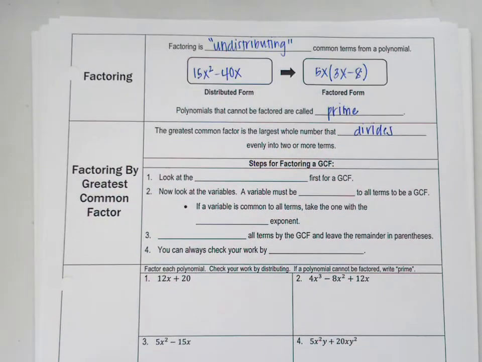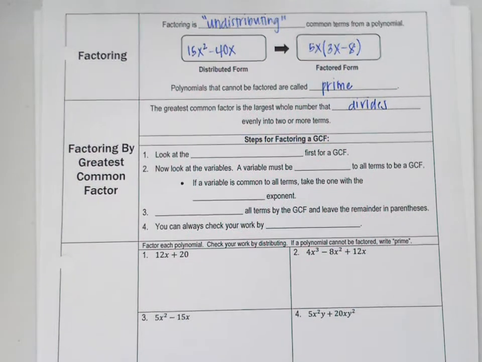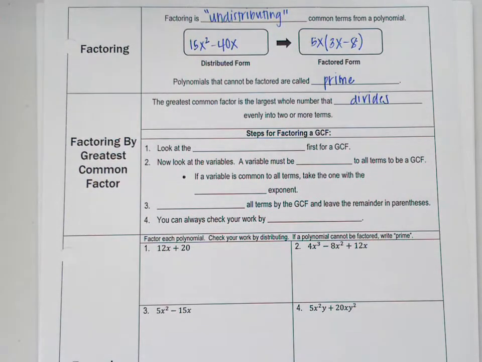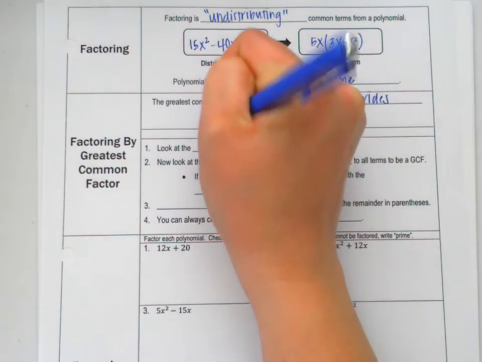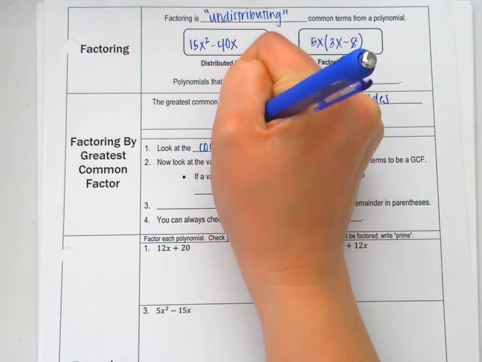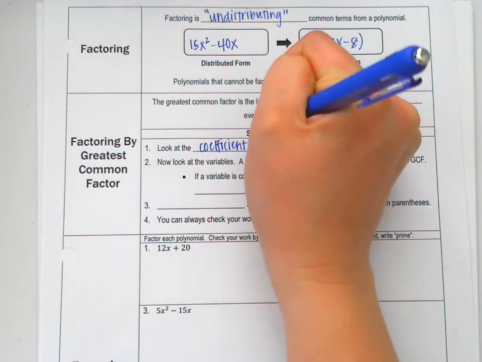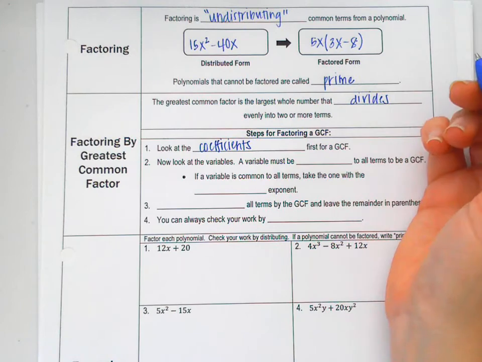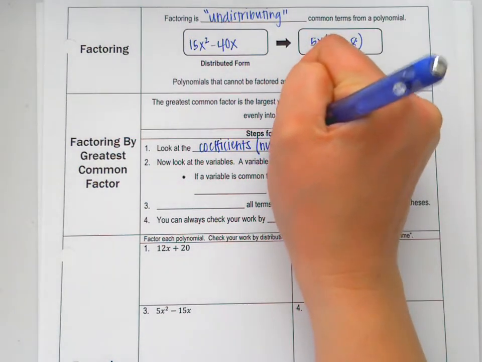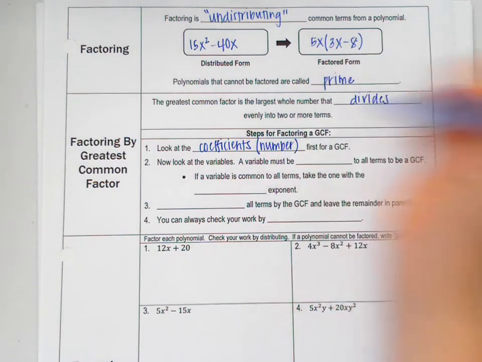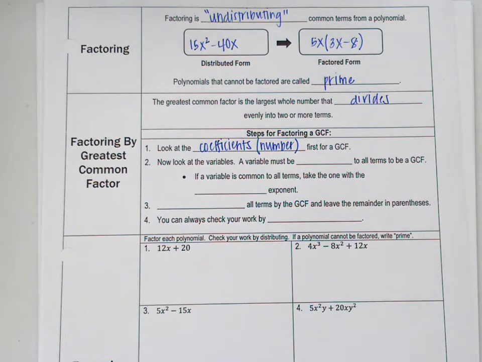So, steps for factoring a GCF. This is going to be super important, and we're going to focus on factoring a GCF a lot. The first thing we want to do is look at the coefficients first for a GCF. Remember the coefficients; let me make sure I spell it right. Coefficients is the same as the numbers. It's just a fancy math way of saying we're going to look at the numbers first.